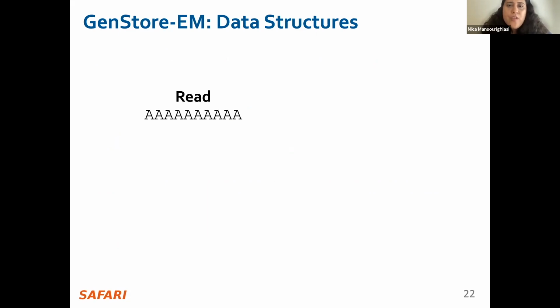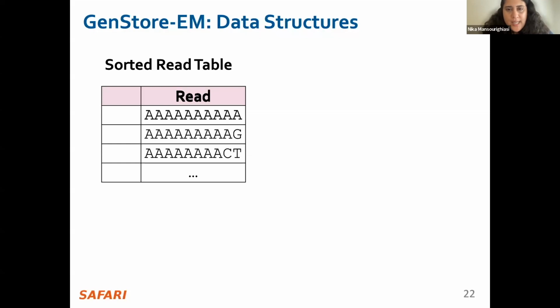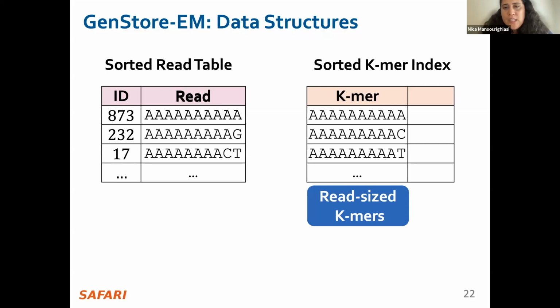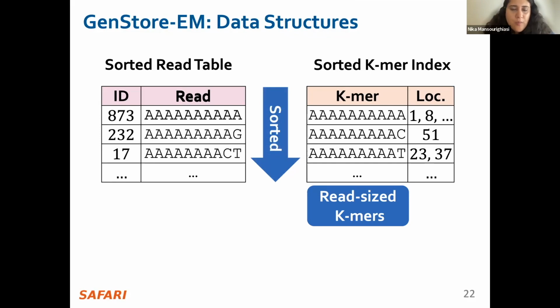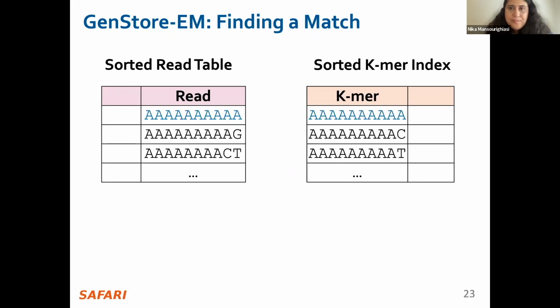I will show the key idea of GenStore-EM with a simplified example in which each short read consists of 10 characters, but in reality, that can be a few hundred characters. So here we have this 10-mer that is one read. Suppose we have two data structures. One is a sorted read table, each entry of which stores a read and its unique ID, and the other is a sorted k-mer index, which contains all unique read-sized k-mers extracted from the reference genome, along with the location of the k-mers in the reference genome. Each data structure is sorted by read and k-mer in alphabetical order.